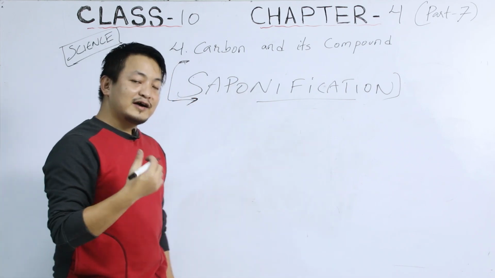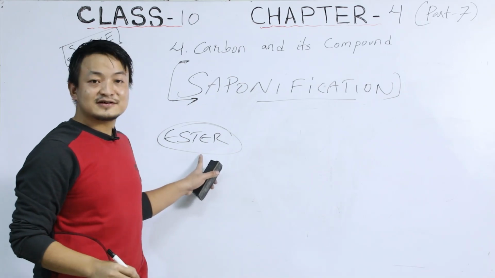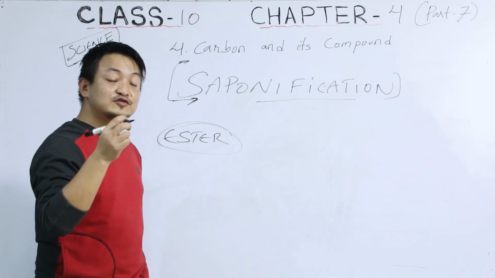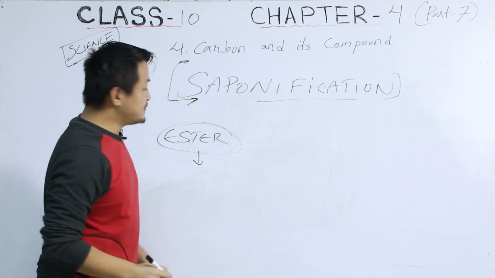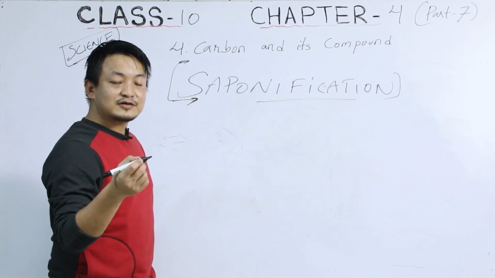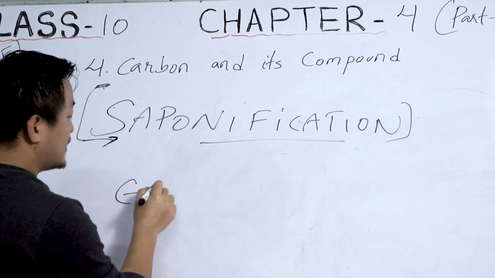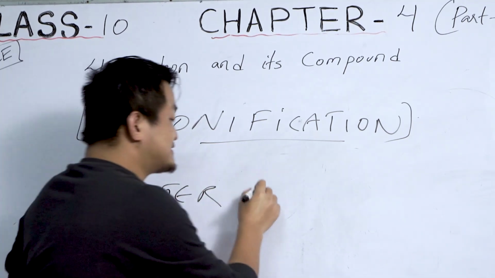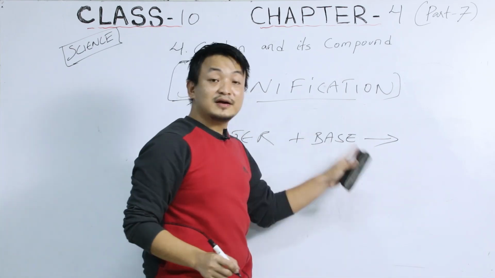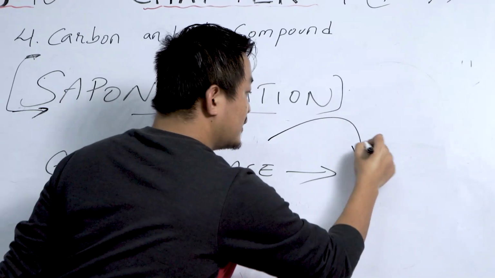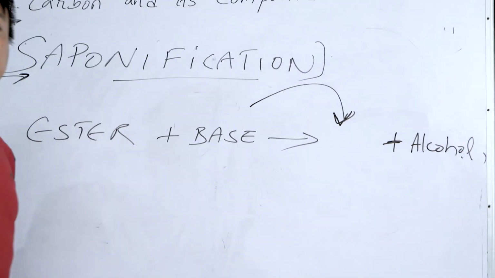Do you remember I discussed ester yesterday, right? In the last class we discussed ester. And ester is nothing but a fruit smelling agent, right? And this we get in fruits. So whenever we react an ester with a base, students, we will get a product as well as an alcohol product.